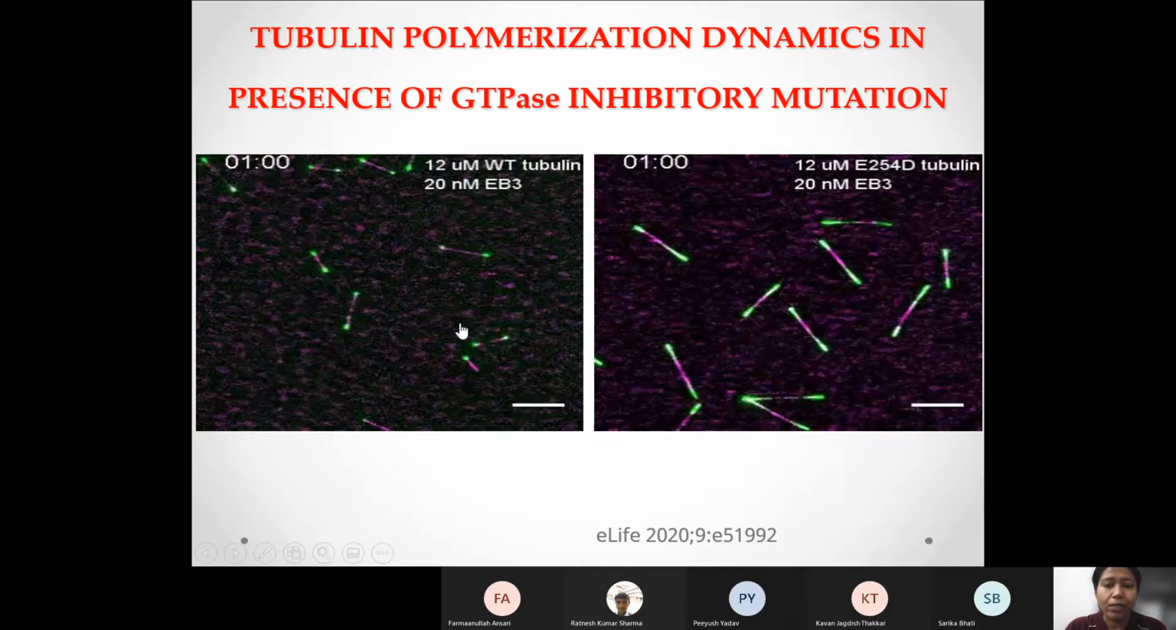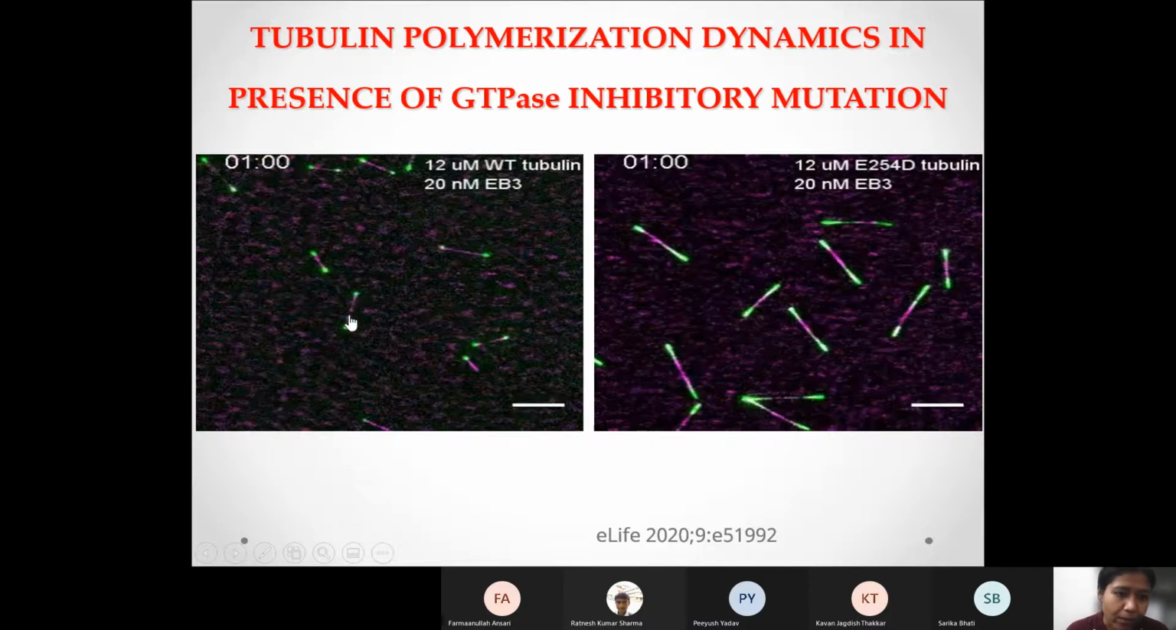Now, what they have tried to do in this experiment is to show, again it comes back to the same thing: if you do not have a GTP bound lattice structure, then you are inhibiting the chances of catastrophe. And here what they show is you're not just inhibiting the chances of catastrophe, you're also accelerating polymerization. So we'll have a look at the two videos that are here.